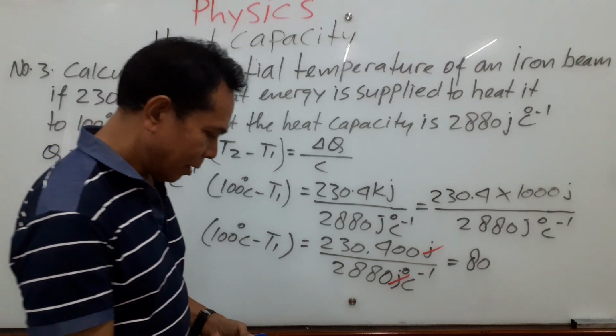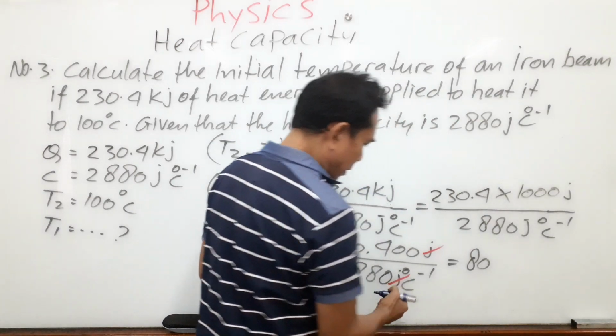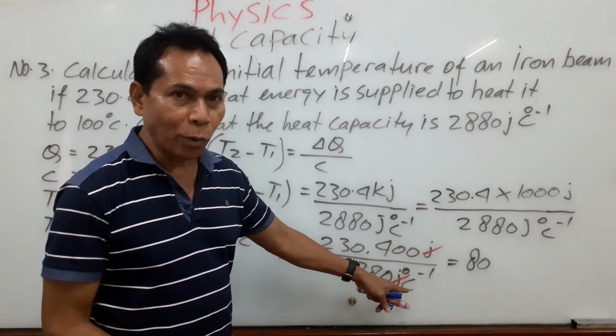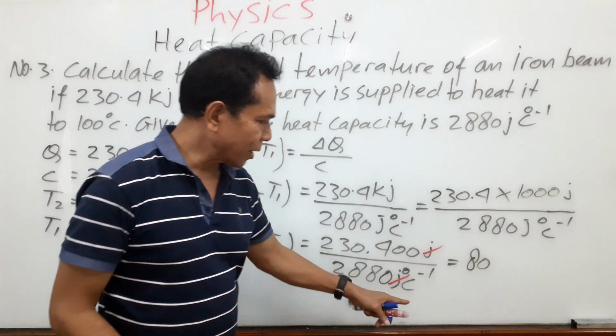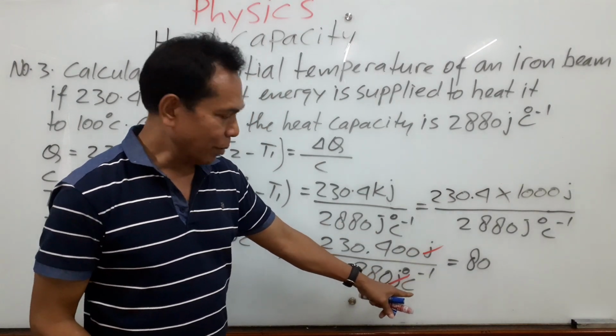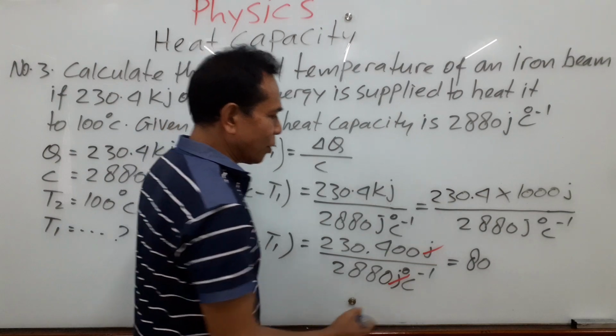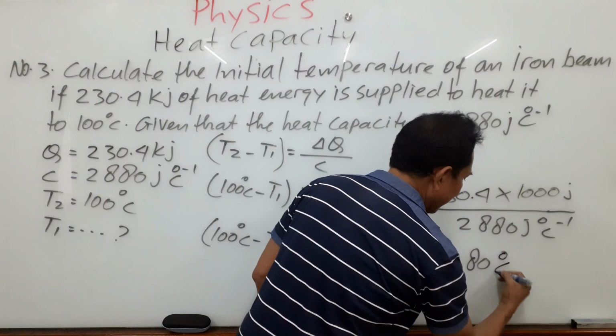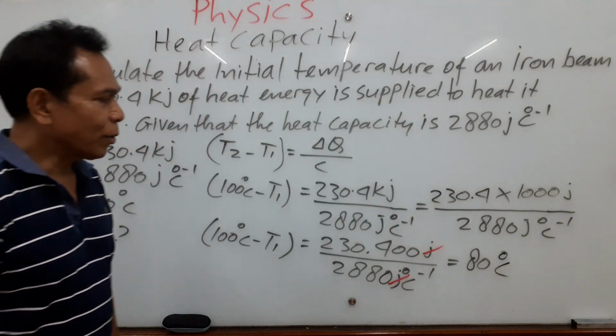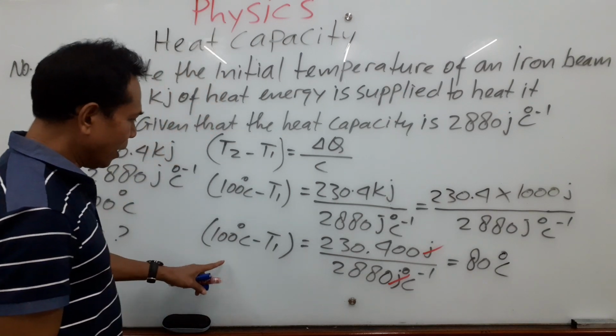So we bring it up here. This degrees Celsius is in the denominator. When we bring it up there, it becomes positive, because degrees Celsius power minus 1 becomes degrees Celsius power 1. So degrees Celsius, we normally don't write power 1. Now we look here.